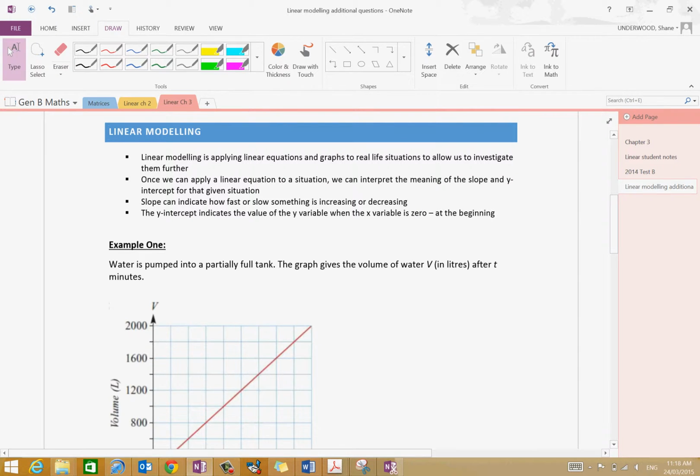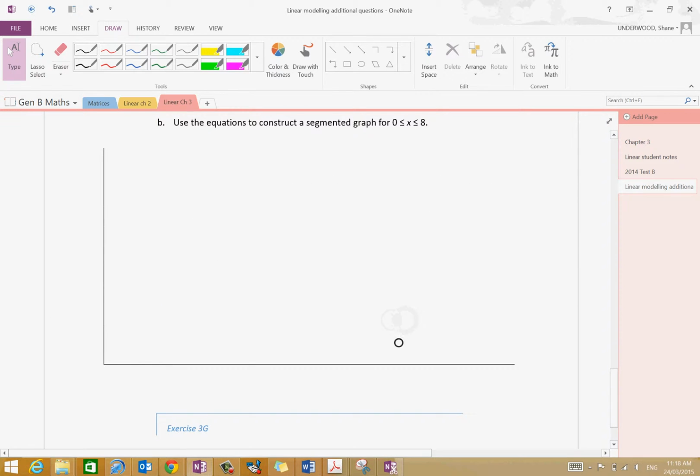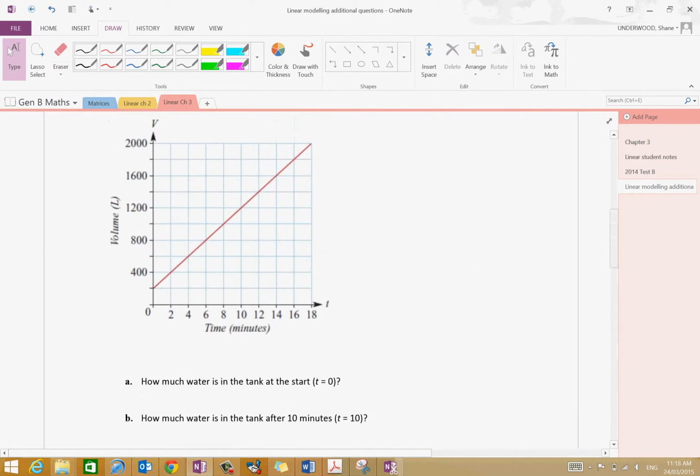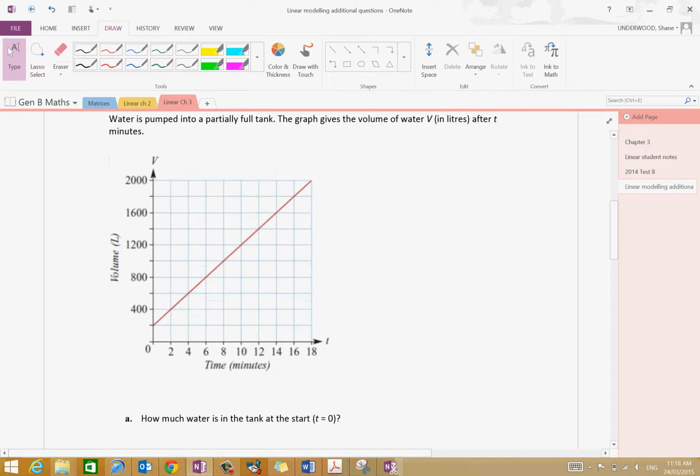For this example, water is pumped into a tank, and the volume in litres after t minutes is given by this equation. Okay, finally we get there. All right, so we're looking at this graph.